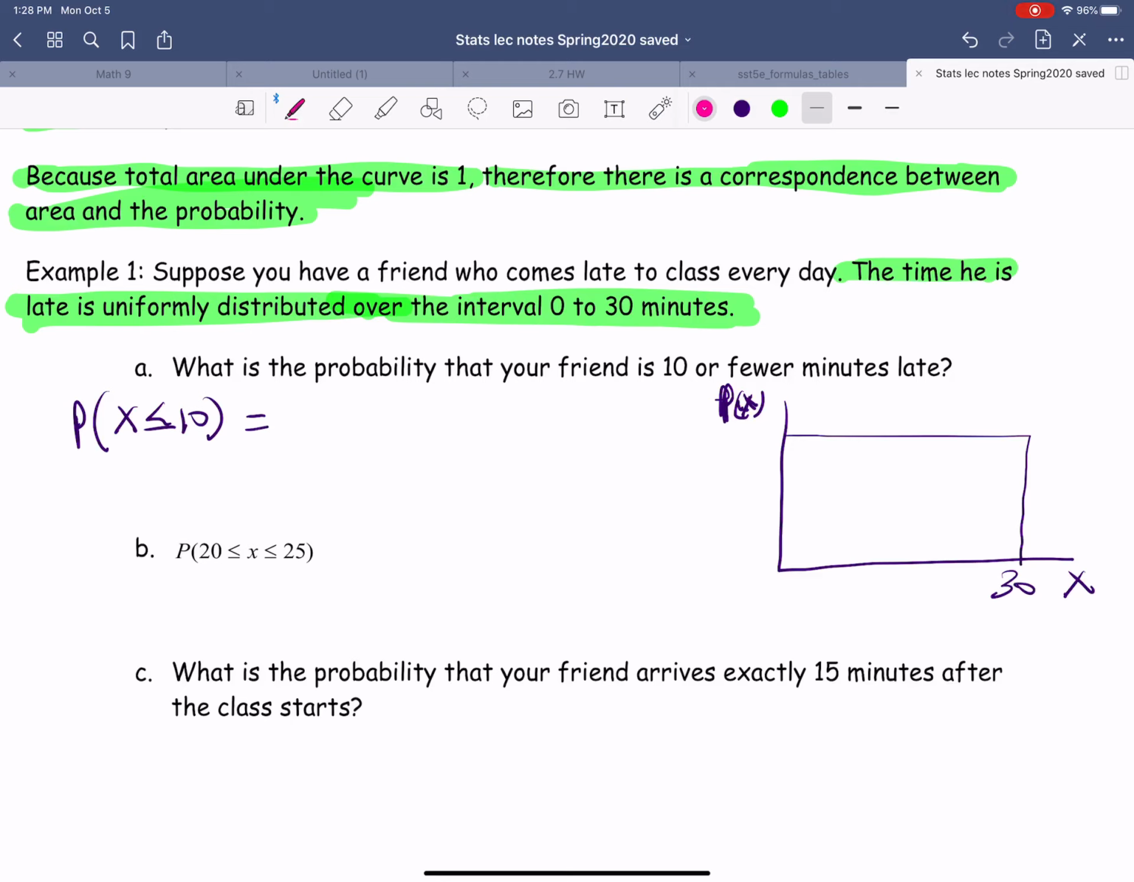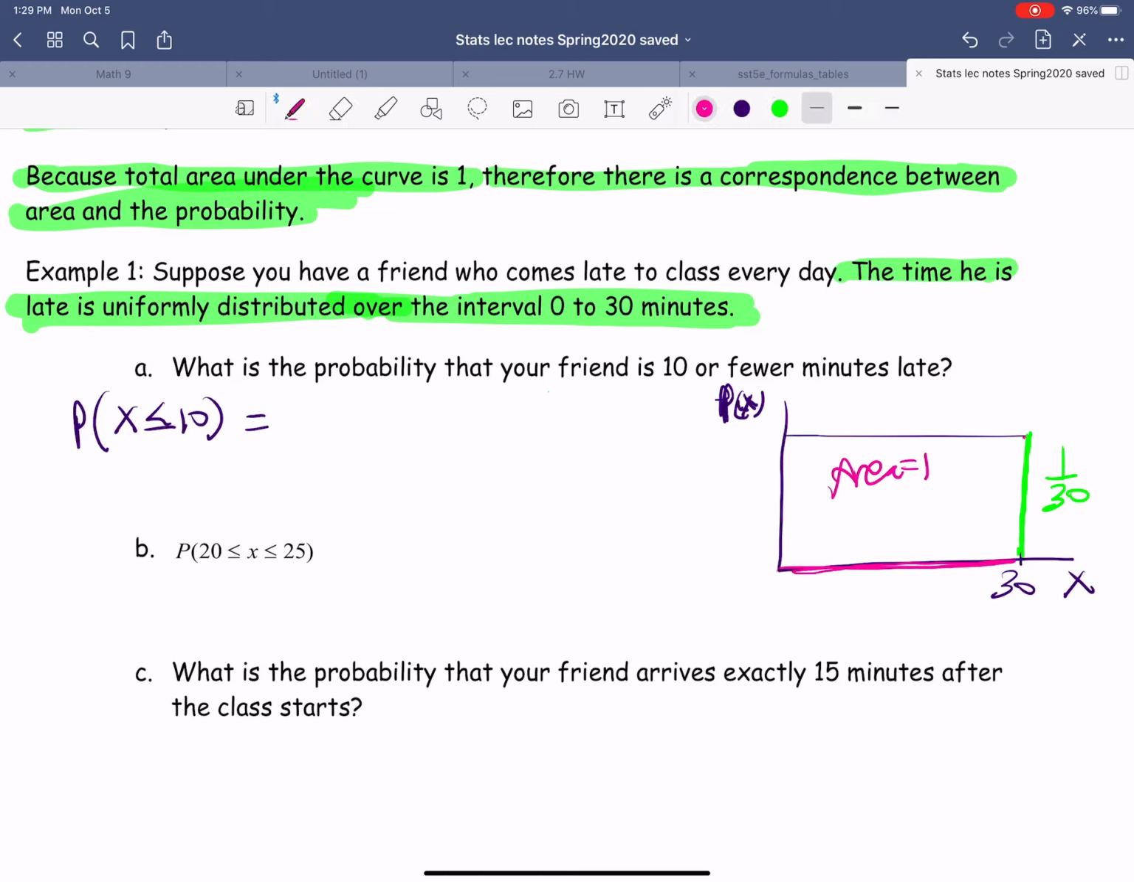If this is my origin and this is 30, what is the height going to be? Remember, the area always has to equal 1. If the area is equal to 1, then the green height has to equal 1 over 30. Only then our area would be equal to 1. Let's try to answer the first question. What's the probability that he's 10 or fewer minutes late? Instead of drawing a new distribution, I'm just going to make changes to the one I already have.